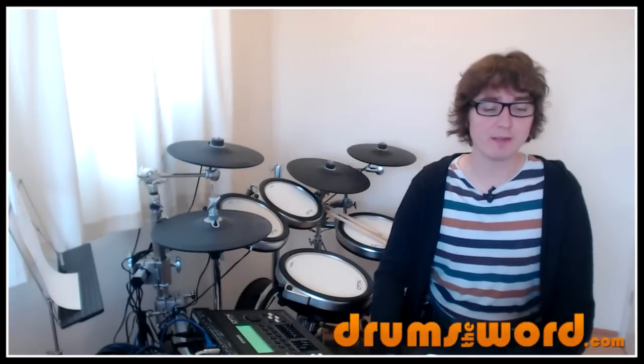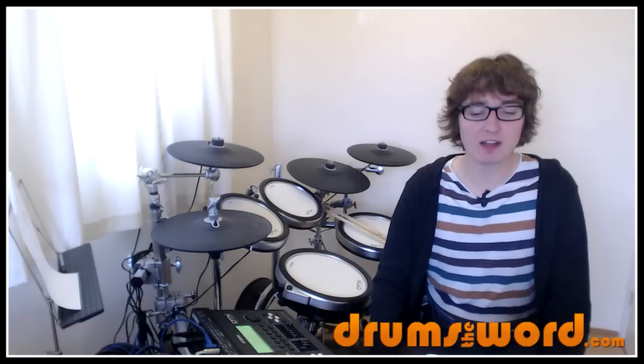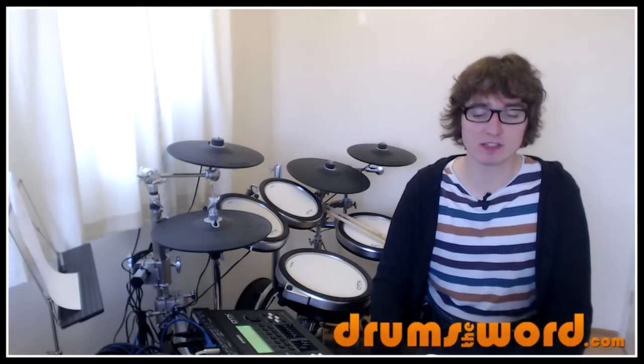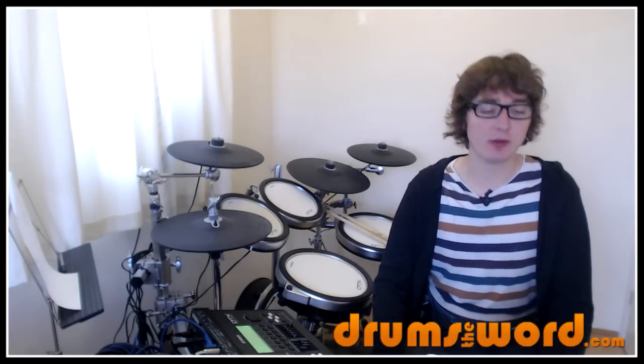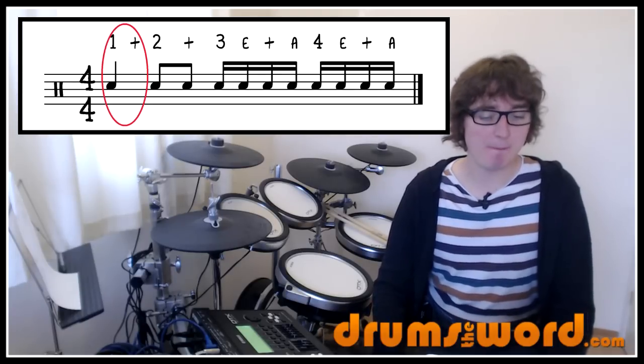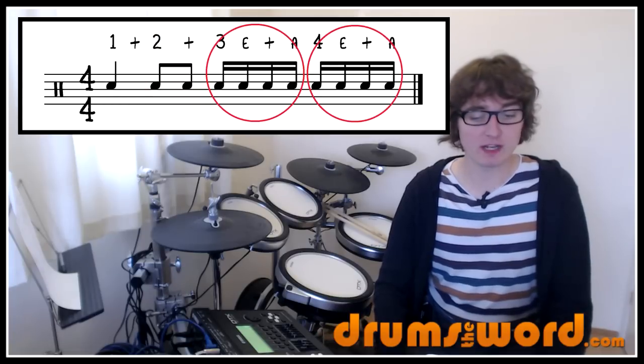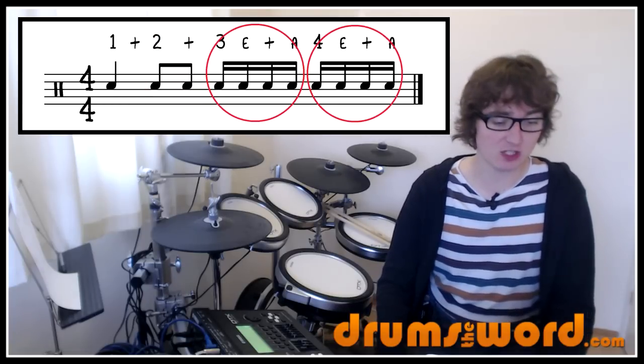So, as a summary, and as a way to hopefully bring this all together for you, I want to give you some final examples containing everything we've looked at so far today. In our first example, beat 1 contains a quarter note, beat 2 contains two 8th notes, and beats 3 and 4 contain 4 16th notes each.